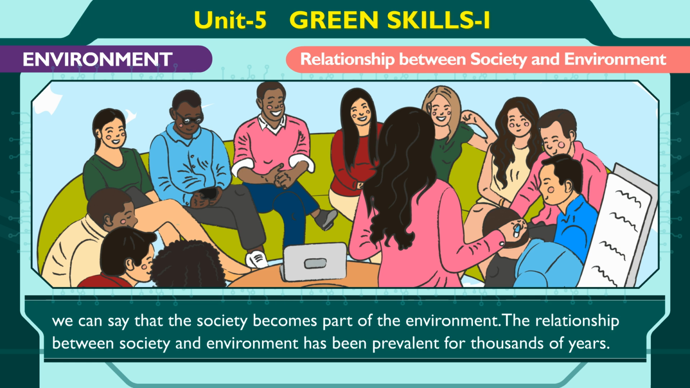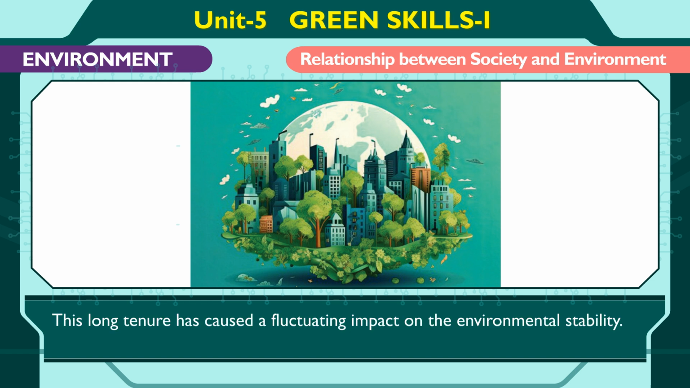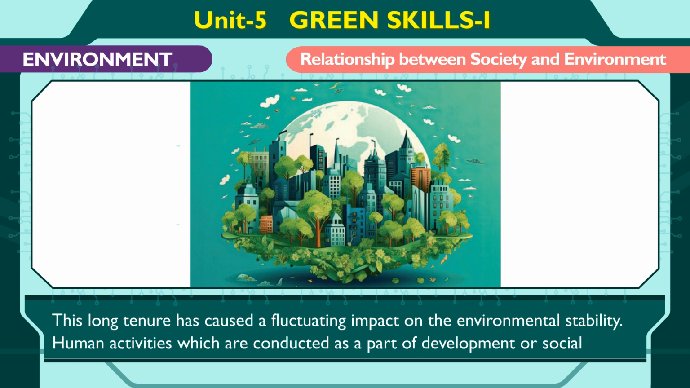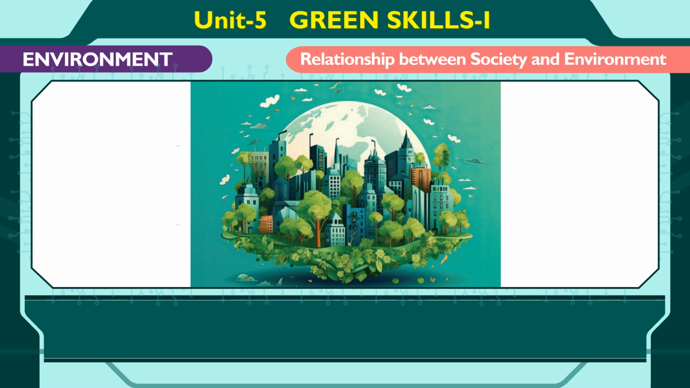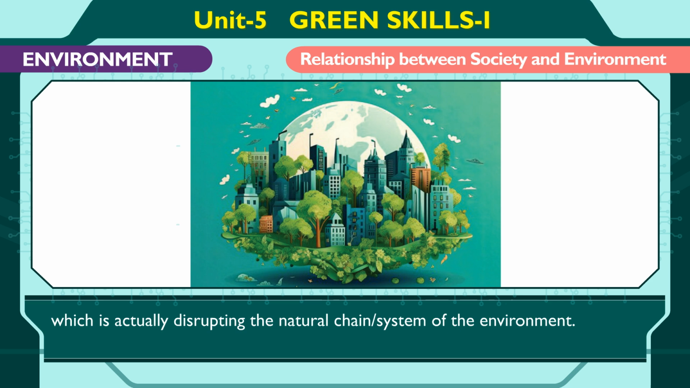The relationship between society and environment has been prevalent for thousands of years. This long tenure has caused a fluctuating impact on the environmental stability. Human activities which are conducted as a part of development or social welfare or growth are affecting the ecological balance. With rising luxuries in the society, we tend to misuse the resources of environment, which is actually disrupting the natural chain or system of the environment.